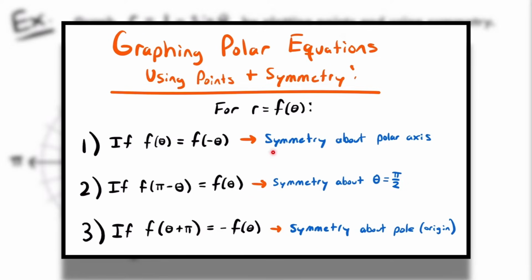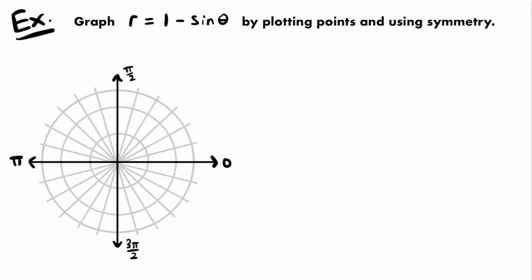Typically, you're going to have symmetry about the polar axis, which means that your graph looks the same above the polar axis and below, or you'll have symmetry about theta equals pi divided by 2, which means that your graph looks the same on the right side of the vertical axis as it does on the left side. So now if we go back to our example, let's check those first two types of symmetry. Let's see if this polar equation has any symmetry, and if it does, we'll use that to our advantage when plotting some points to sketch the graph of this equation.